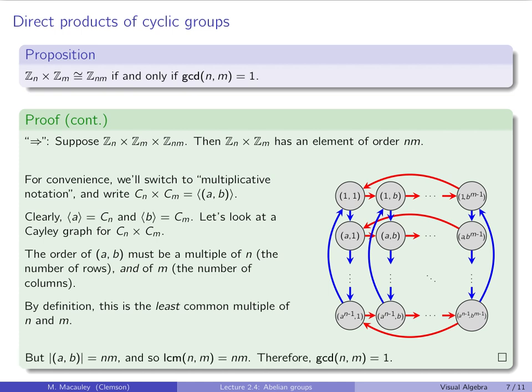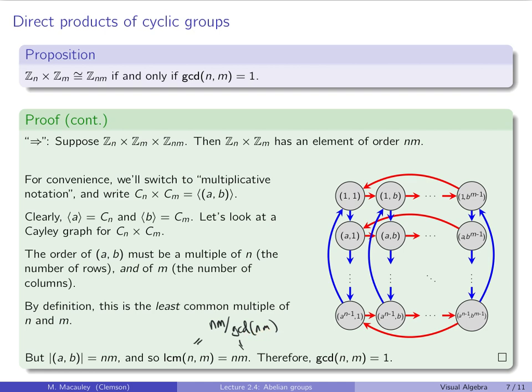So to wrap it up, we can say that if (a, b) actually has order nm, that means that the LCM of n and m is equal to nm. And remember, the LCM, should maybe write this down, is by definition nm over the GCD of n and m. So the only way that these two things are going to be equal is if the GCD is equal to 1.